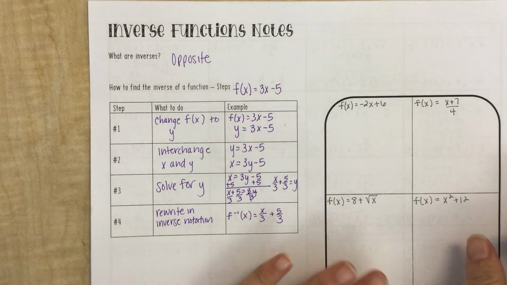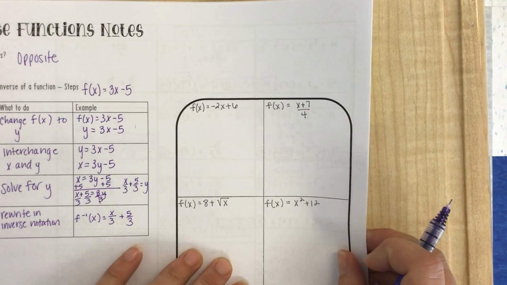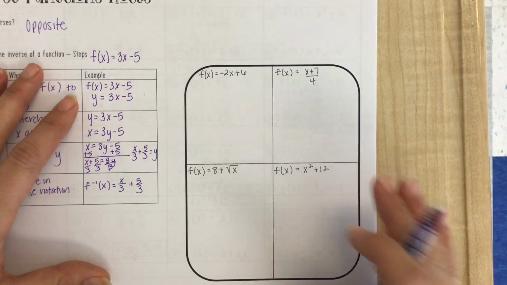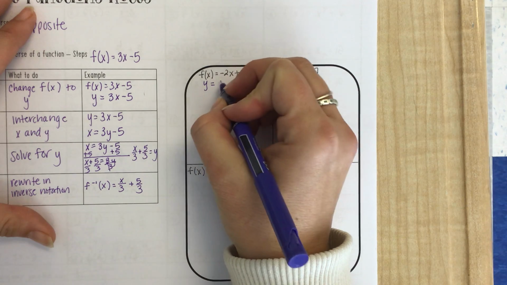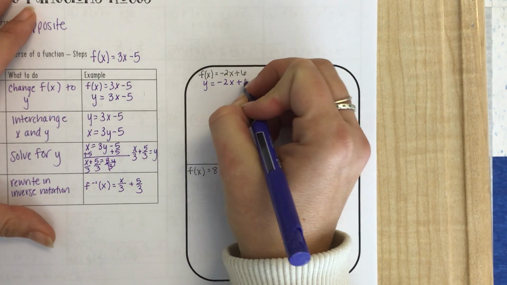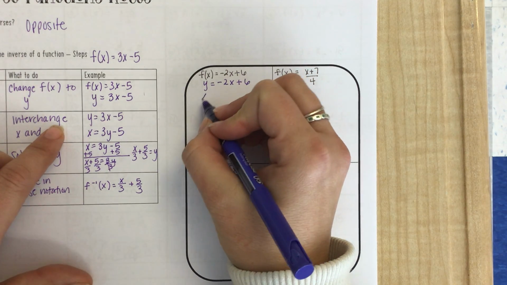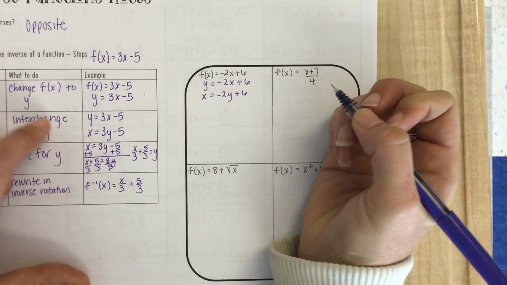All right, we're going to go through 4 examples over here. Again, I would be writing these down and filling this in as I'm watching it. All right, so for the first one, again, I'm going to make this y equals -2x plus 6. Then step 2, I'm going to interchange my x and my y. So now it's x equals -2y plus 6.